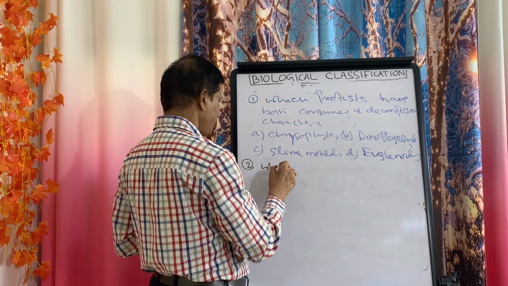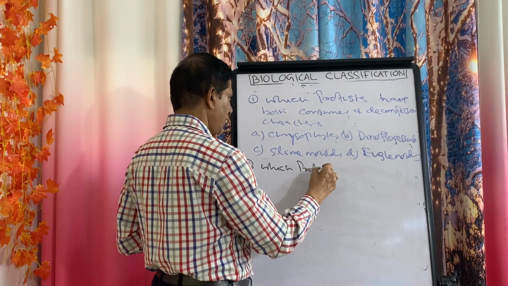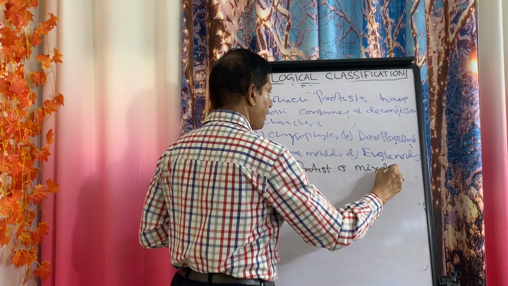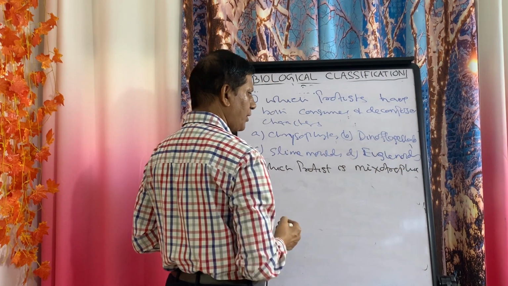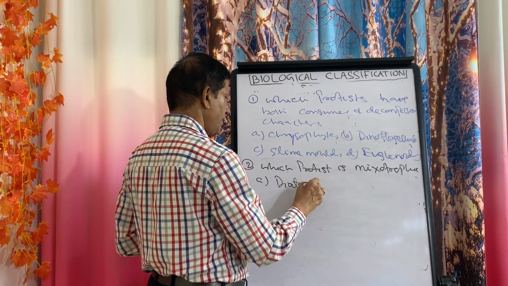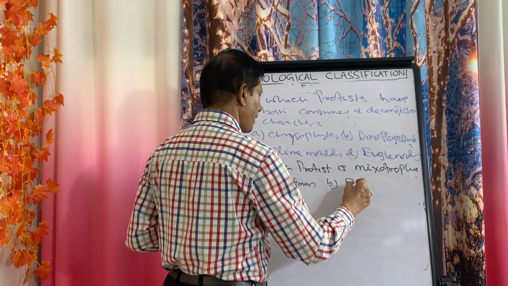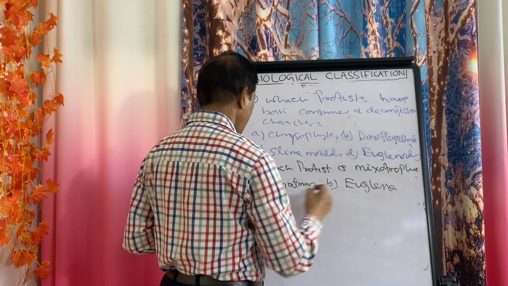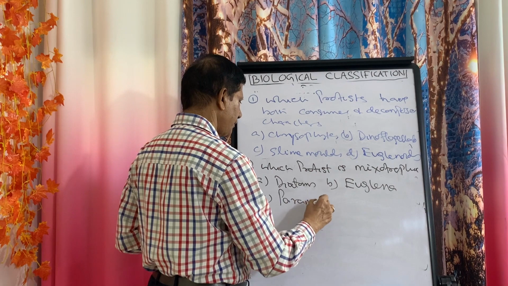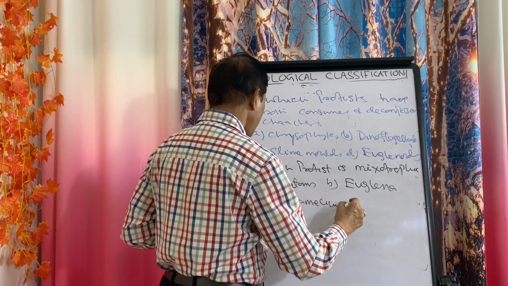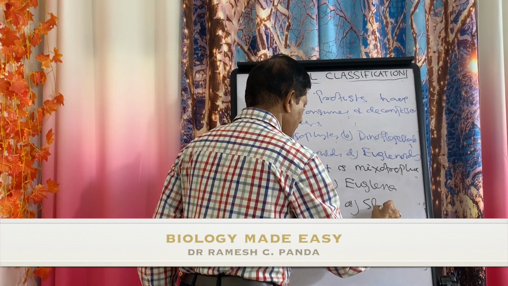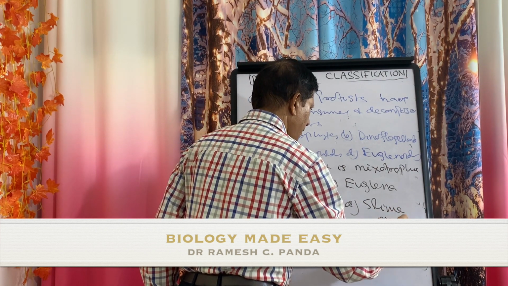Then we can go for the second question: which protist is mixotrophic? Mixotrophic. A choice diatoms, B choice euglena, C choice paramecium, and D choice you can write slime molds.